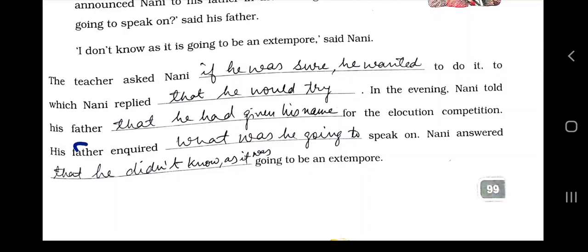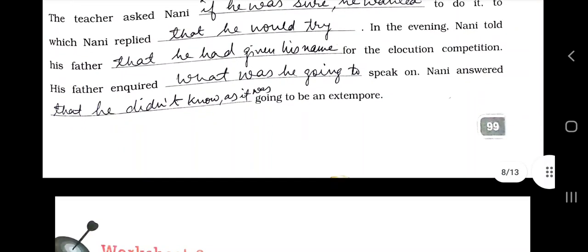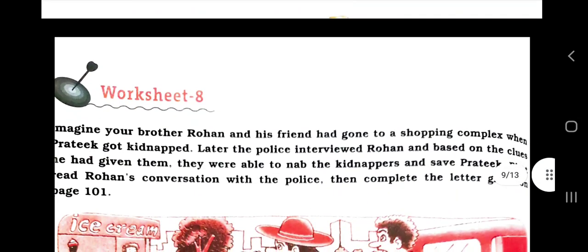Someone else, ये conversation पहले ही हो चुका है और इसी conversation को दोबारा बोला जा रहा है. तीसरे के सामने ये बात रखी जा रही है. In the evening, Nani told his father that he had given his name for the elocution competition. His father inquired, reporting verb, what he was going to speak on. Nani answered that he didn't know, as it was going to be extempore. Extempore means जब उसी वक्त बोला जाता है, उसी वक्त टॉपिक दिया जाता है, उस टॉपिक के ऊपर बोलना रहता है, that is extempore.